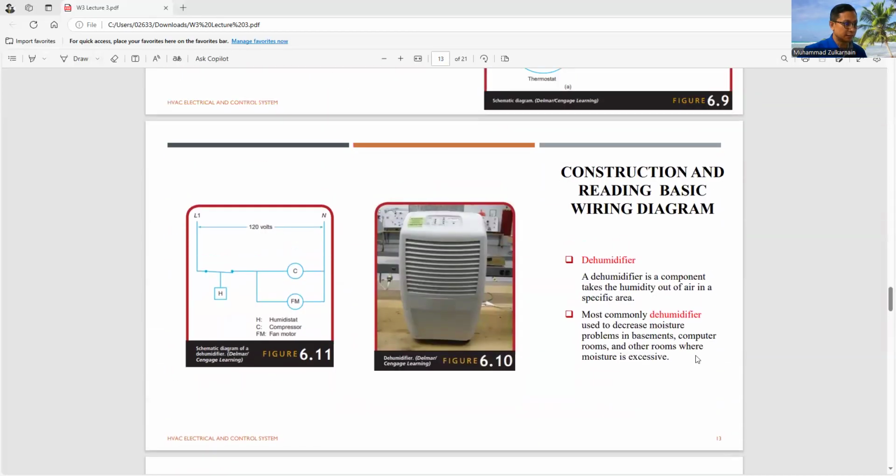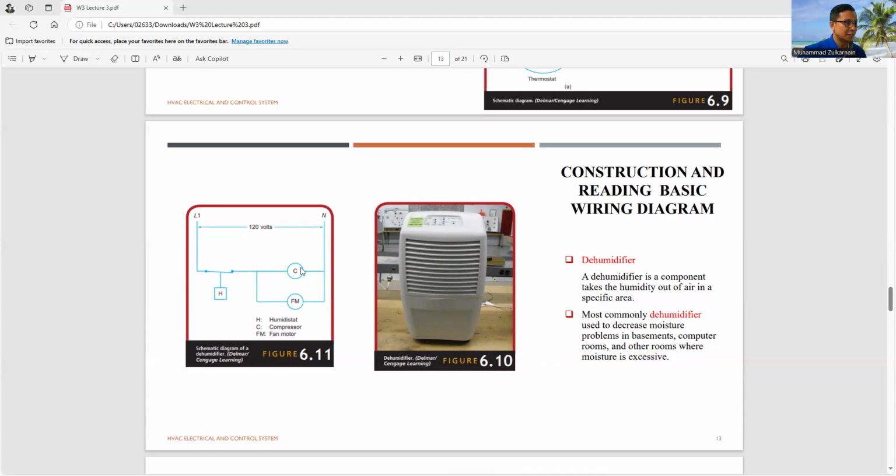Okay, now we go to the schematic of the humidifier. So actually the humidifier, if we represent it in the schematic, is very simple. Even though the device is complicated in its wiring system, they can simplify it by schematic diagram. So only one series within the humidifier with the compressor. And then the compressor and the fan motor are installed in a parallel system.